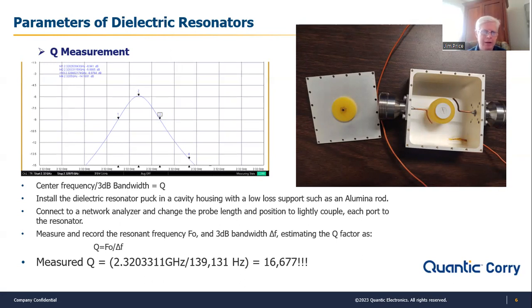If I did that, this same dielectric resonator would measure about 35,000 for the Q. That bandwidth that you see there would be cut in half by just about. It'd be more like 70 hertz instead of 139 hertz.